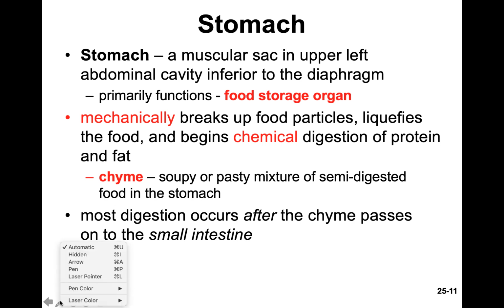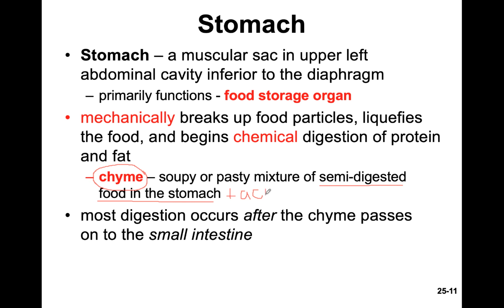Now here's another key term you gotta know, and that term is chyme. This is gonna be a mixture of bolus plus acid. So it's a soupy mixture, almost pasty, of the semi-digested food that came from your mouth that dropped into your stomach mixed with acid. That is what chyme is. And we're going to keep this term until we get through to the large intestine, kind of colon area.